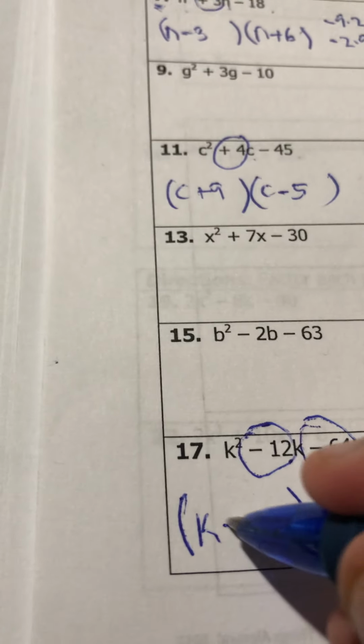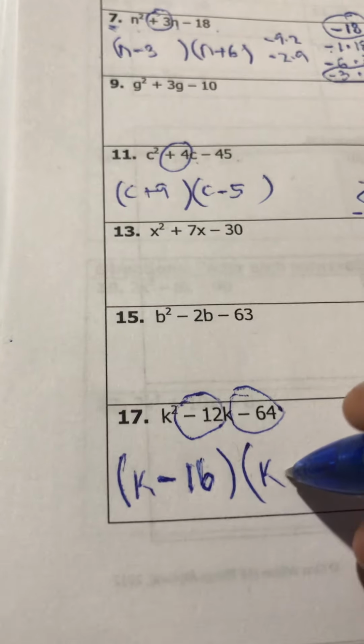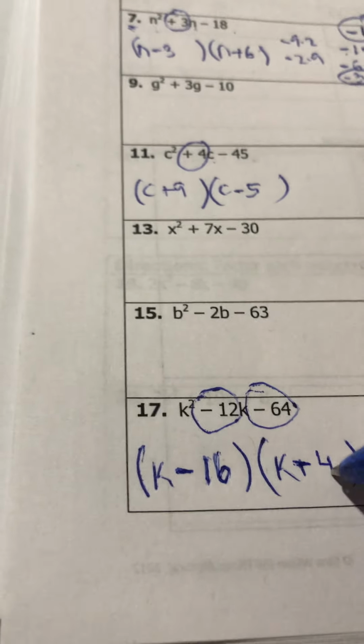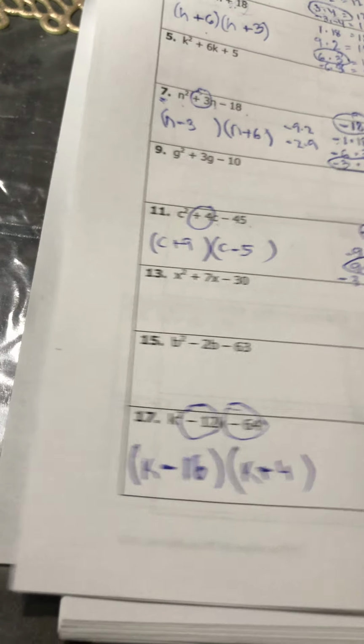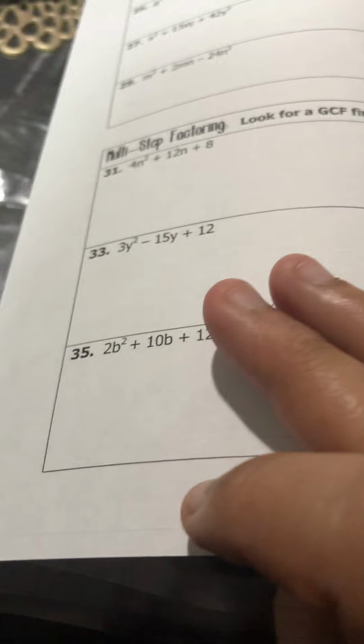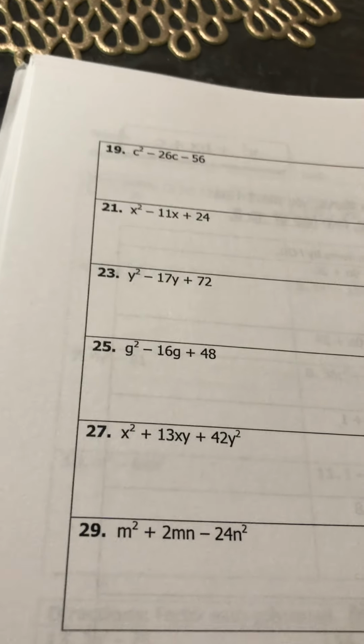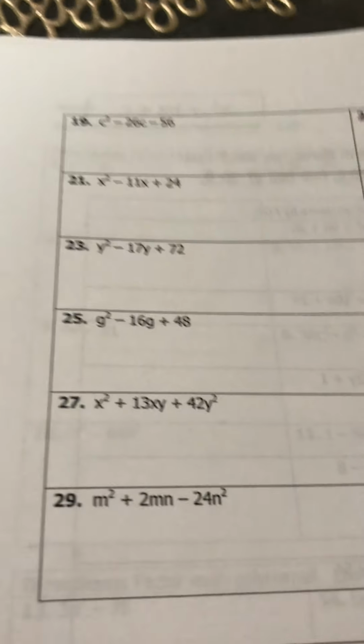So negative 16 and a positive 4 gives me a negative 12. Okay, so this is how you are going to factor. I hope you understand the concept. Let me do one more, and then you will be good. Okay, so now let's do question number 29.